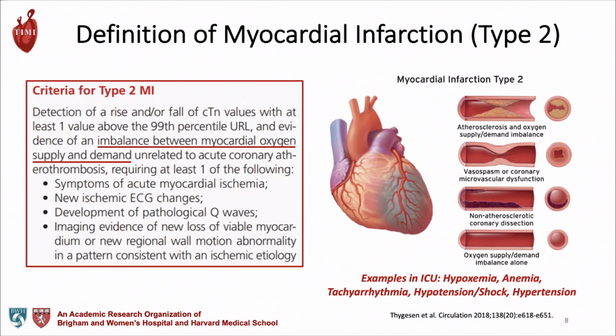Some examples in the intensive care unit are a patient may be hypoxemic, which would limit coronary oxygen delivery. Patients may be anemic, or patients may have tachyarrhythmias, hypotension, hypertension. All of these can exacerbate that balance between myocardial oxygen supply and demand and result in myocardial injury due to acute myocardial ischemia. Other examples include coronary vasospasm, non-atherosclerotic coronary dissections, among others.